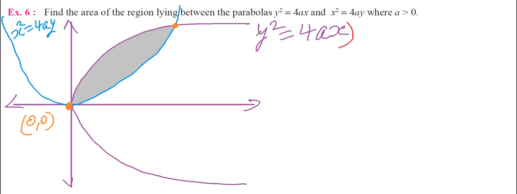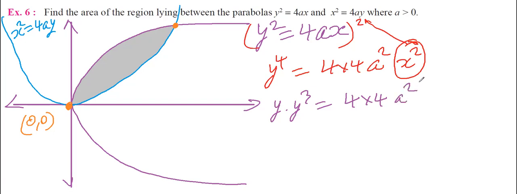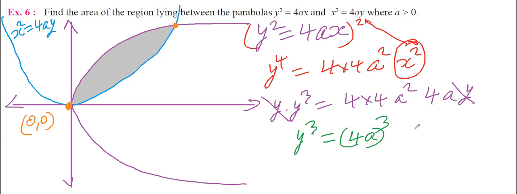So for that, what you do? Just squaring on both the sides. So here you will get y to the power of 4, and here you will get 4 into a square and x square. What is this x square? This x square is nothing but 4ay. So y into y cube is equal to 4 into 4 a square, and x square you are going to write 4ay. So from here, this y and this y are getting cancelled, and here you will get y cube is equal to 4 into 4 into 4, that is 4 cubed, and a square into a is a cube. So you can write like this.